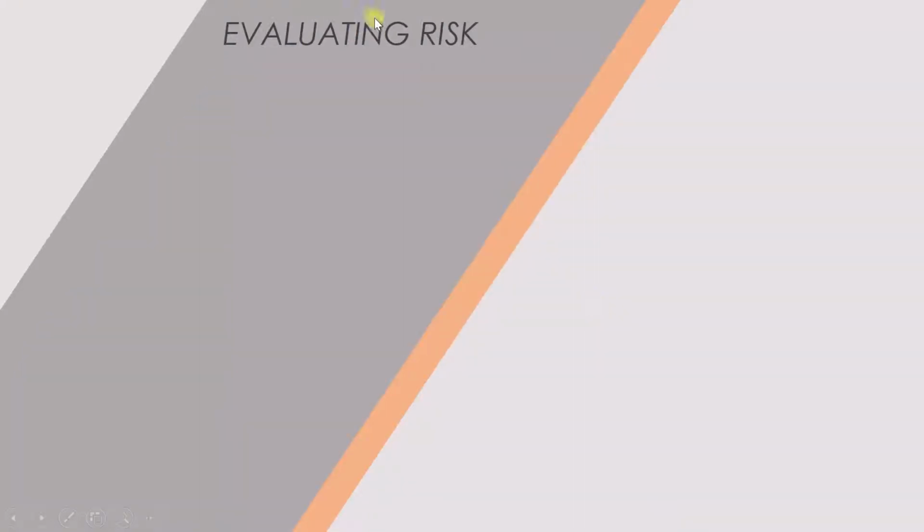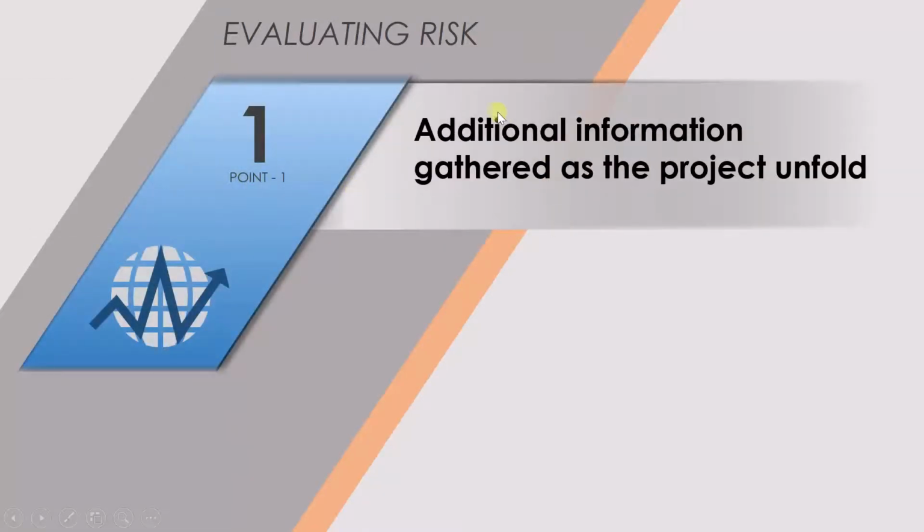Now moving to the second technique, that is evaluating the risk. As we have seen in the starting, these 3 steps are not single-time steps. They have to be repeated. So the first point is additional information gathered as the project unfolds. As we start working on the project, we have to gather additional information from the field, and then we have to evaluate the risk again. And if we see that the risk is there, then we have to again develop a plan and strategy for it. So this is the first point, additional information gathered as the project unfolds.